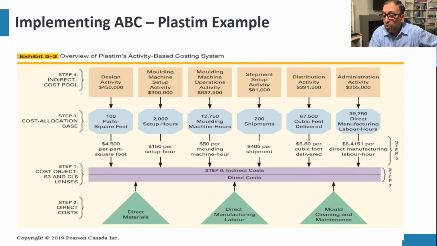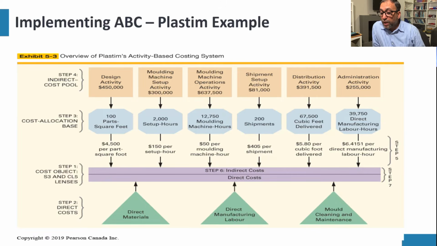Modeling machine operation activity is 637,500, and the machine hours we are using to divide it, which is the driver. So these are the drivers, and these are the activities. So per unit is 50 per modeling machine hour, not per machine. This is an activity, not per unit. It's per machine hour.